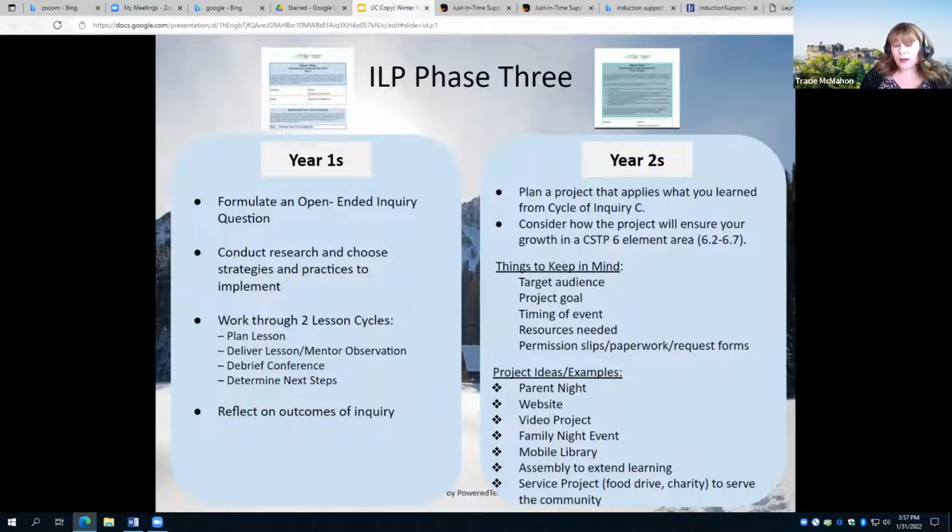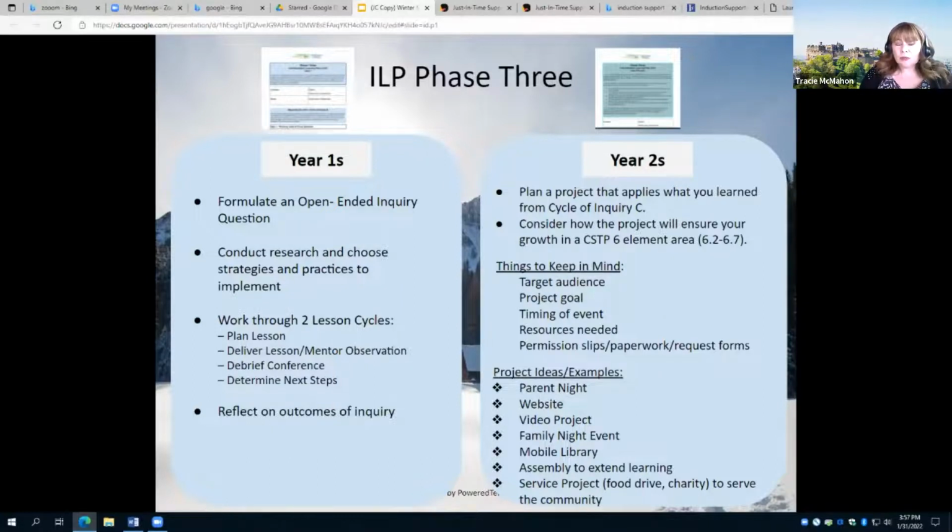So like a parent night, creating a website, a Google Classroom, a video project of some type, family night event, mobile library, assembly to extend some sort of learning. I don't know if that would even be possible right now for assemblies. Service project like a food drive. We've had that, it's kind of a popular choice, something to serve the community.